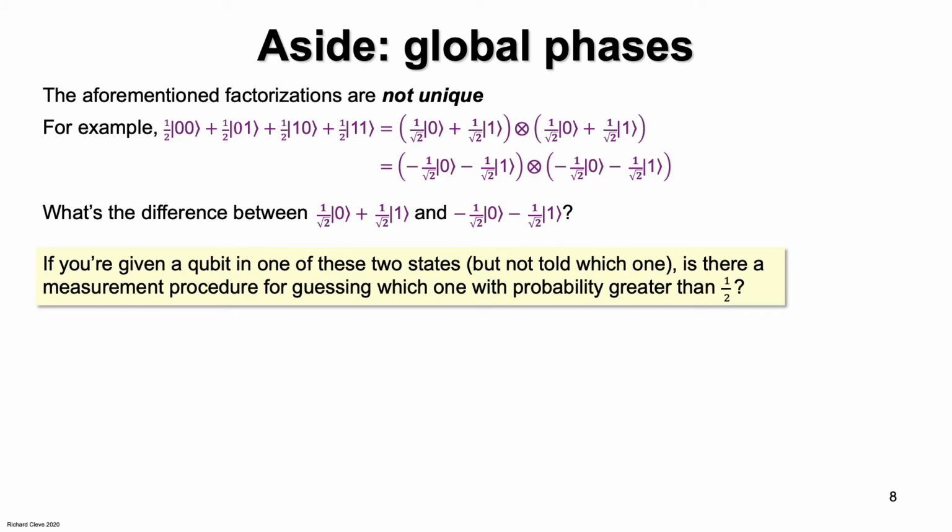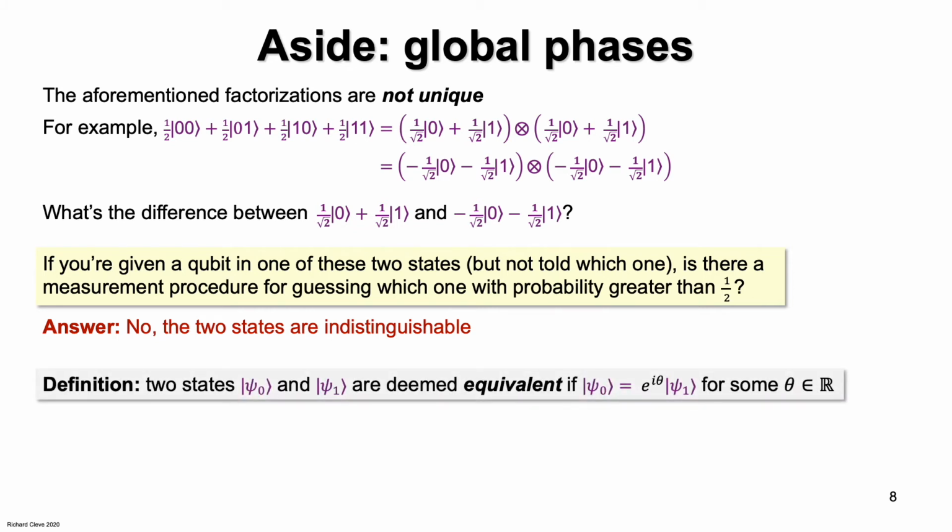Of course, you could always ignore the qubit and make a random guess. Then you'd be right 50% of the time. But can you apply some measurement procedure that enables you to do any better than random guessing? The answer is no. For any measurement in any basis, the outcome probabilities will be identical for both states. Since there's no way of distinguishing between the states, we regard them as equivalent.